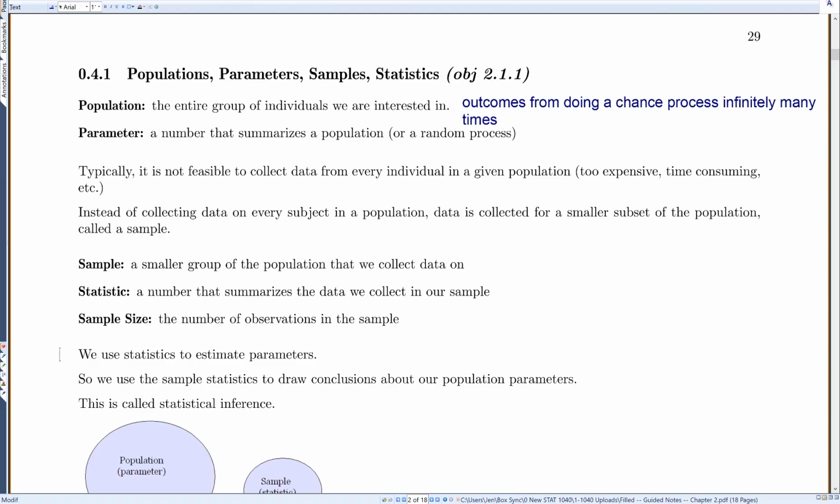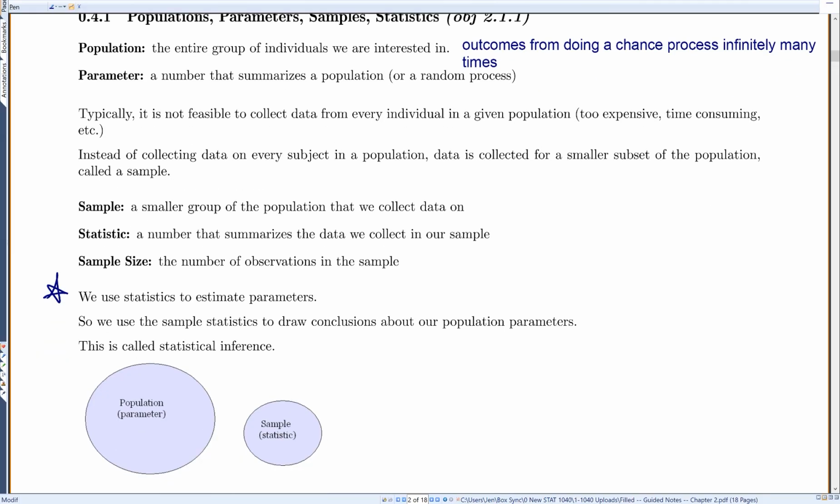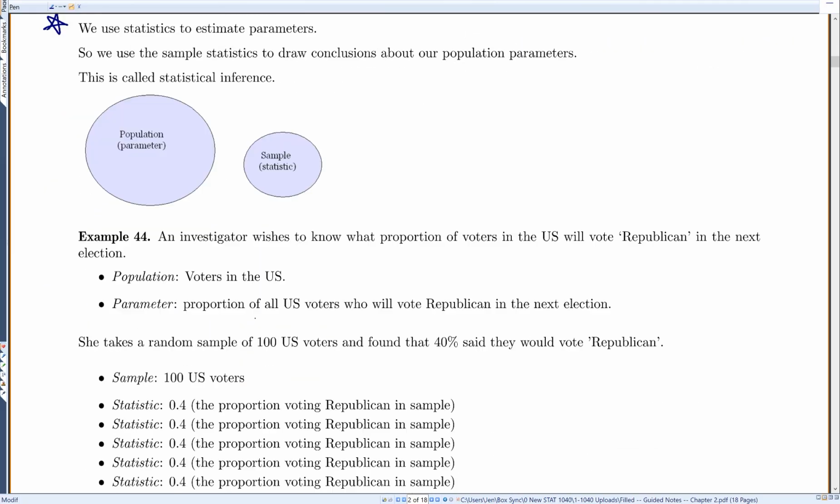So the point of statistics is that we want to use statistics to estimate our parameters. We can't get data on the entire population, so we collect data to calculate our statistic, and then we use that to draw conclusions about our entire population. That's called statistical inference. So just a little graphic to remind you, the population is the bigger set, the sample is a smaller set, parameters go with populations, you can tell they both start with P, statistics go with samples, they both start with S.